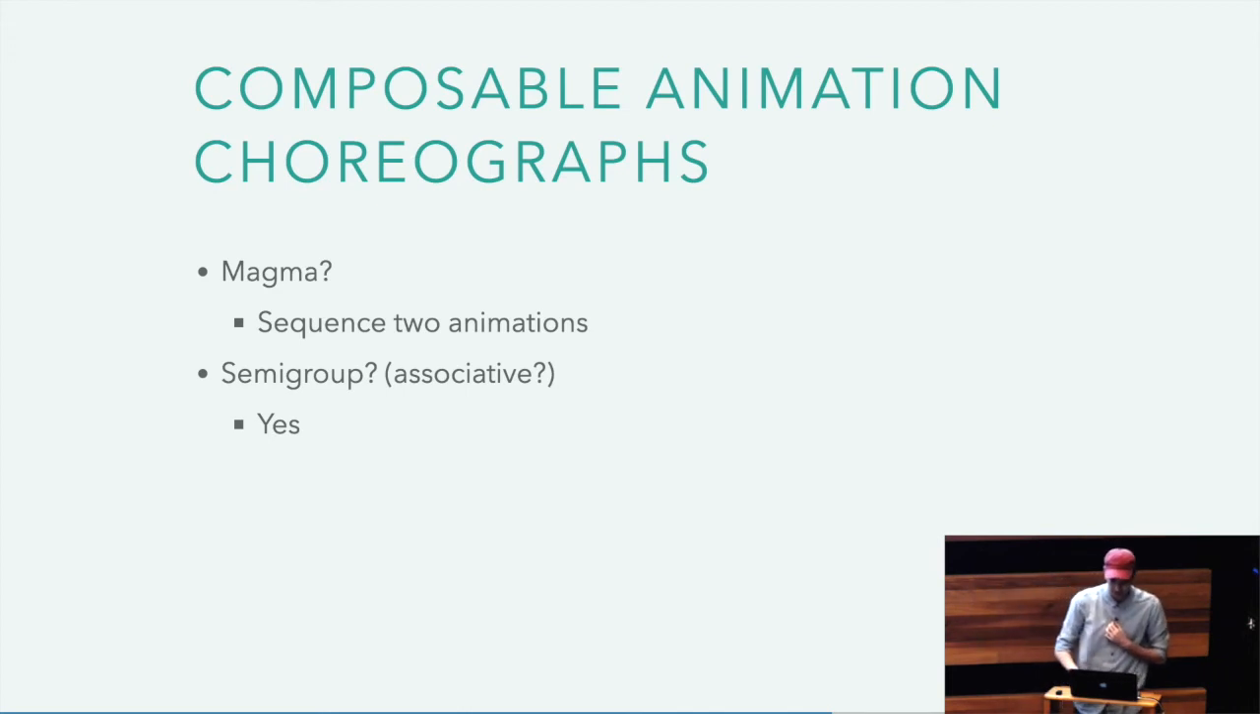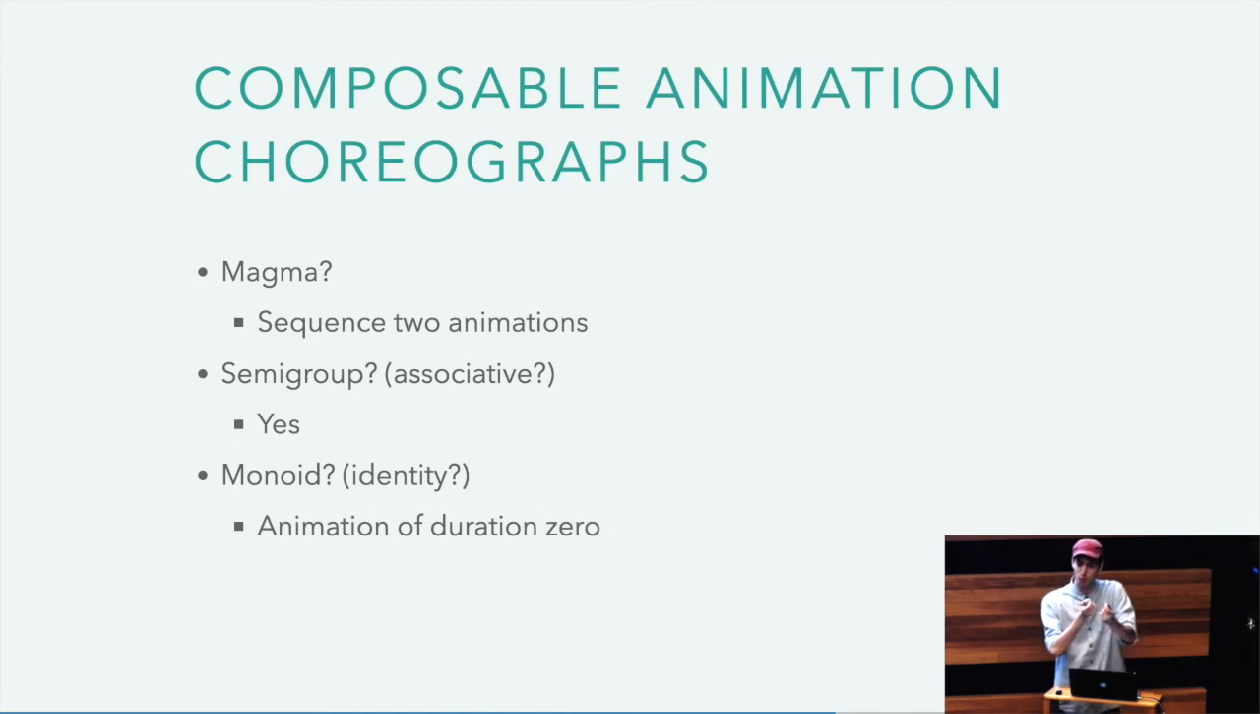Okay. And then is it a monoid? Is there an identity? And there is, again, an animation of length 0. You can stick it before or after, and it doesn't affect the outcome. The animation still behaves in the same way, all right?